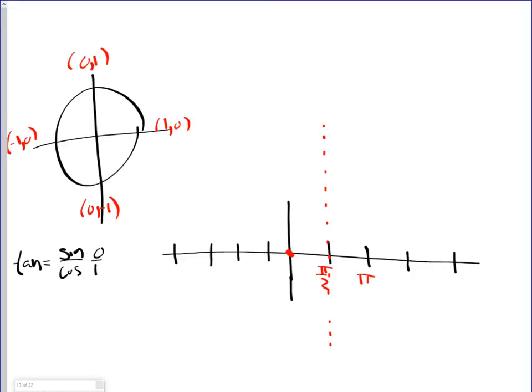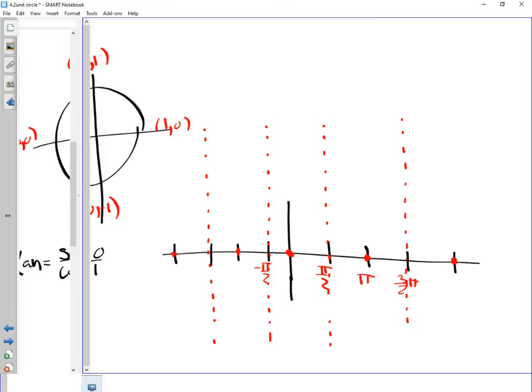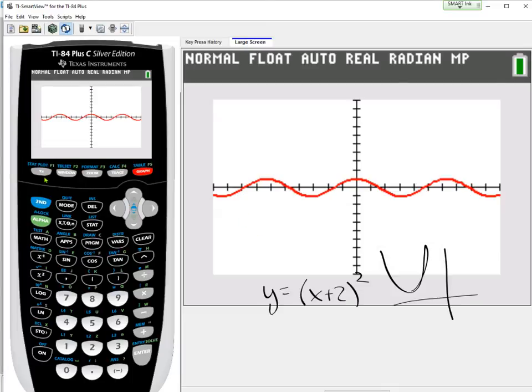Let's go to pi. 0 over negative 1 is just going to be 0. Let's go over to 3 halves pi. This is undefined. And then we're going to get 0 again, right? Can you guys see the pattern? Let's go the other way. What's going to happen at negative pi halves? Asymptote. 0. And then 0 again. So the question is, how does that really help me? Well, you're just going to have to remember what that shape looks like. It looked like this.